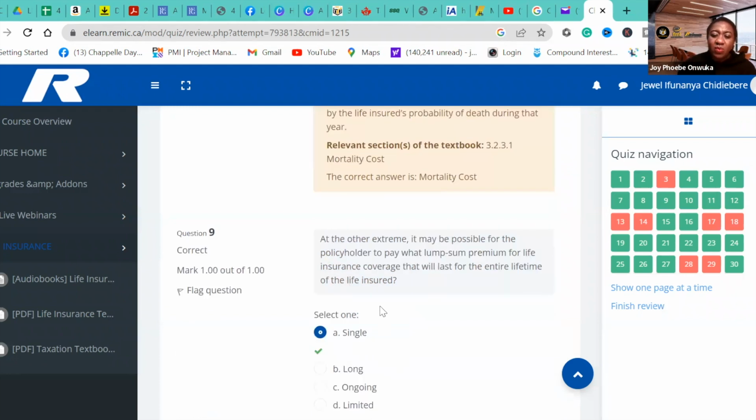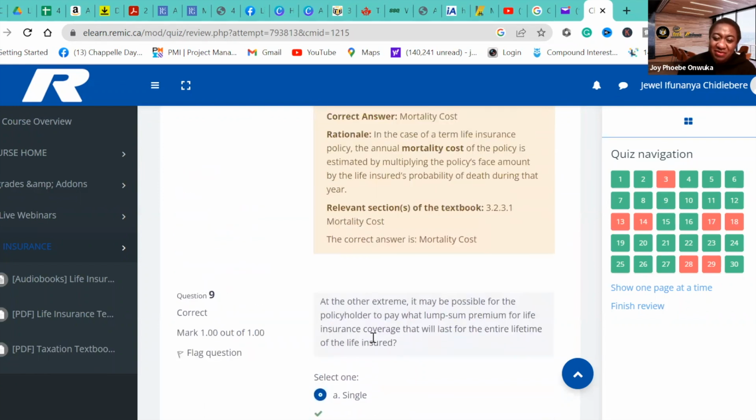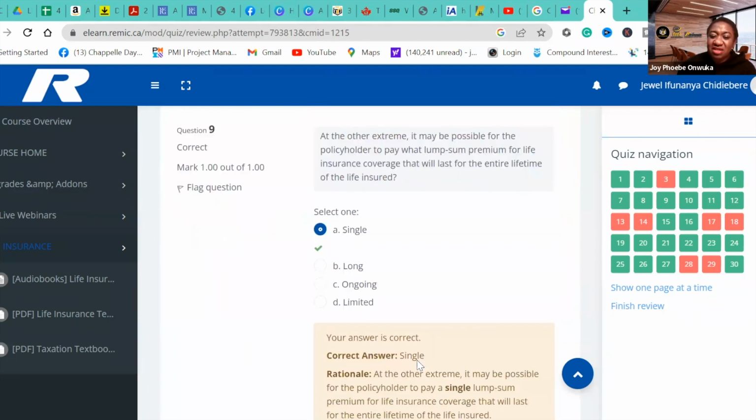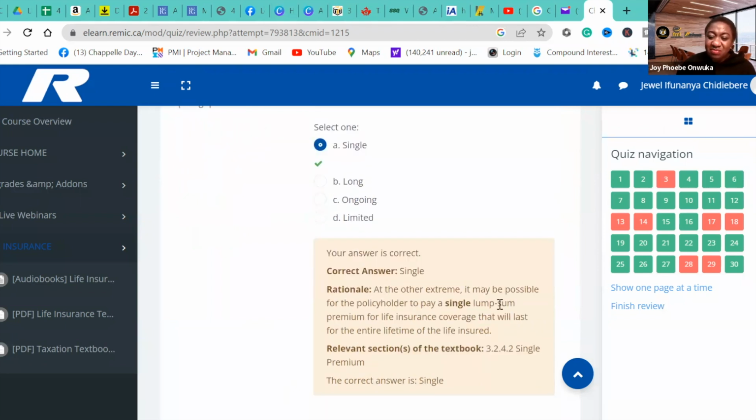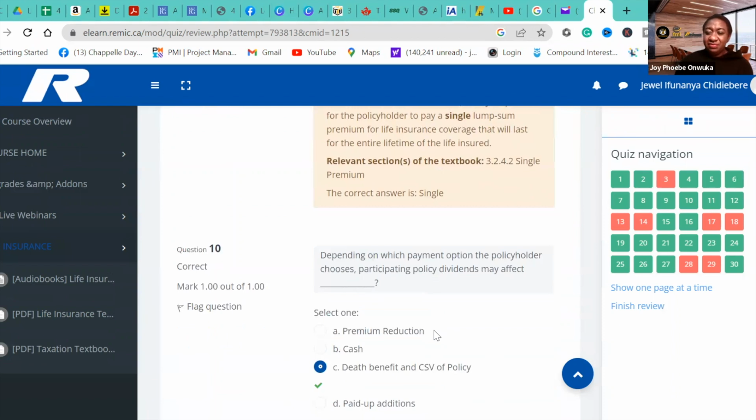Okay. Question 9, we got that one too. At the other extreme, it may be possible for the policyholder to pay what lump sum premium for the insurance coverage that will last for the entire lifetime of the life insured? It is a single pay. You see, a single pay. At the other extreme, it may be possible for the policyholder to pay a single lump sum payment in premium for the insurance coverage that will last a whole lifetime. Okay, we move on to question number 10.